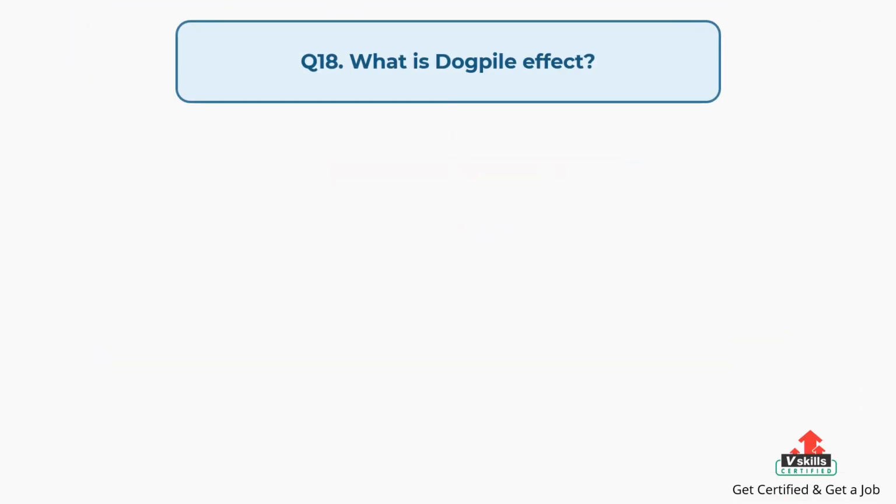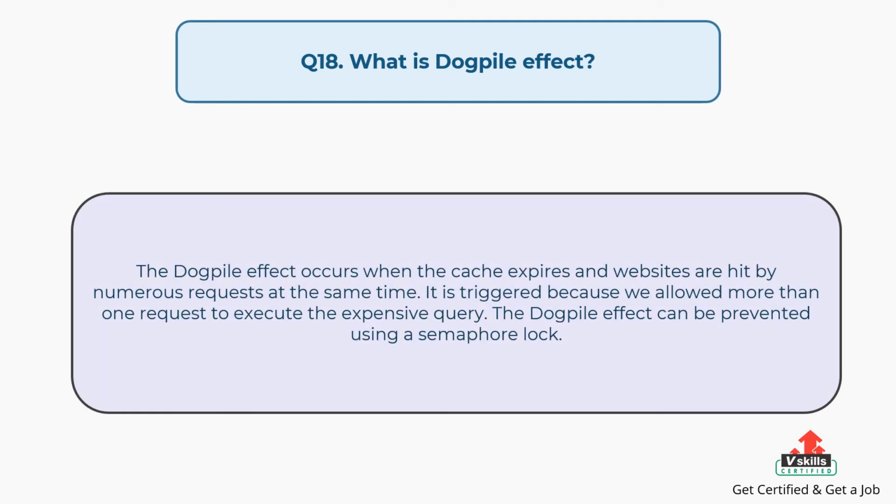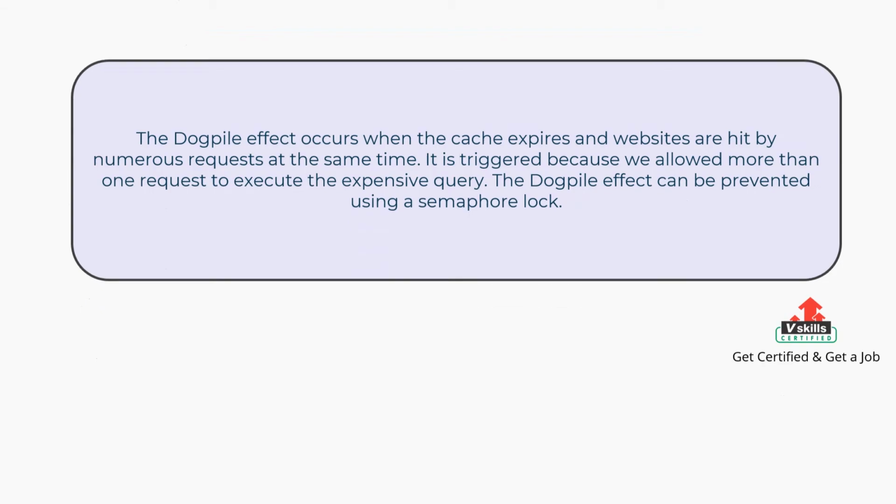Question number 18. What is the Dogpile effect? The answer is: The Dogpile effect occurs when the cache expires and websites are hit by numerous requests at the same time. It is triggered because we allowed more than one request to execute the expensive query. The Dogpile effect can be prevented using a semaphore lock.